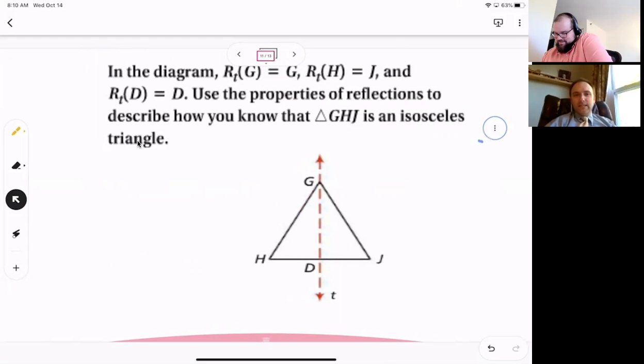If we rotate G across T, we get G. If we rotate H across T, we get J. Reflect. You said rotate, I blame you because you said the word rotate. If we reflect D across T, we get D. So I notice that both G and D don't go anywhere.